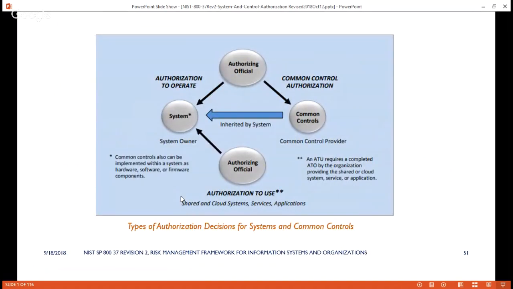Okay, so here's a graphic that's looking at the types of authorizations. There's authorization to operate, authorization to use, and the common control authorization.